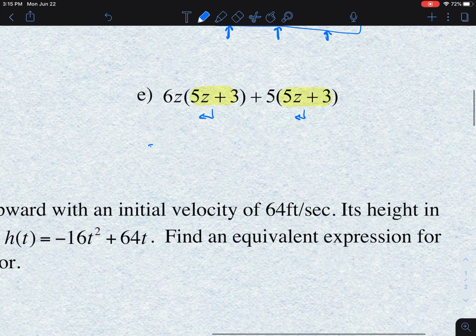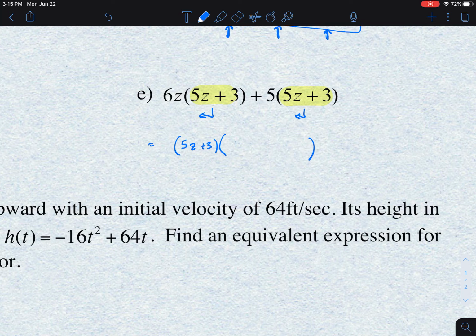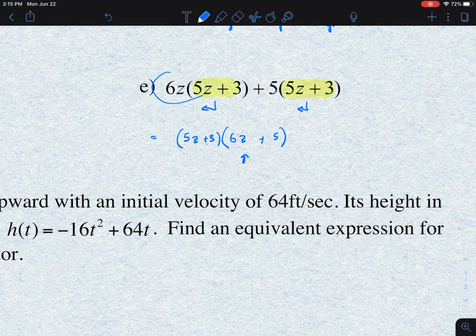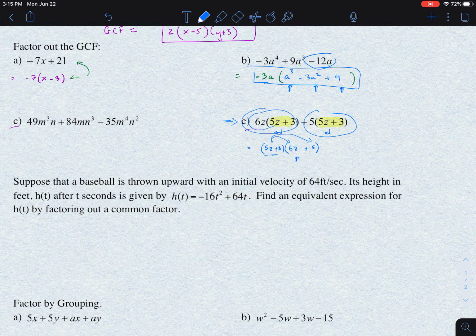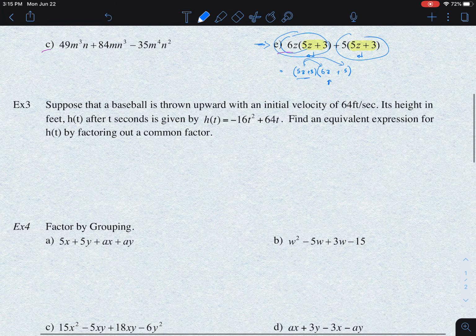So the GCF is 5z plus 3, which is the common factor for both terms. If we take that out, we ask, 5z plus 3 times what will give us back this part here? It's going to be 6z as a leftover factor plus 5 over here. We should always check to see if our math works out correctly. We can multiply this by that, which gives us the first term, and multiply this by that, which gives us the second term. We're going to need this part for factoring by grouping in the next couple of examples.